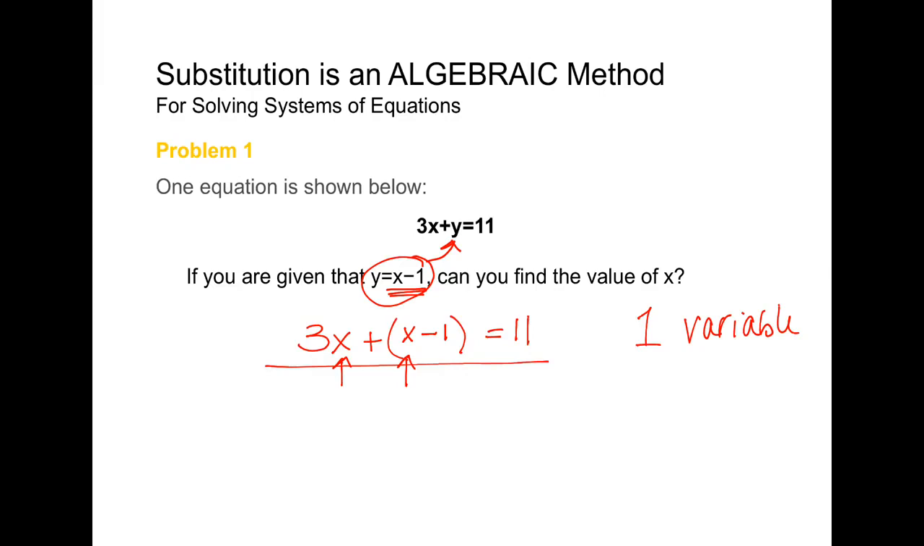We have 3x and 1x. That's 4 x's. Minus 1 equals 11. If I add 1 to both sides, I'll have 4x equals 12. And divide both sides by 4, and I have x equals 3. So in the same way that we can substitute a value in for a variable, we can also substitute in an entire expression for a variable in order to eliminate that variable so that we can solve for the other variable. How does that help us in a system of equations?